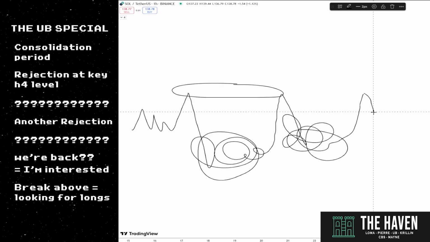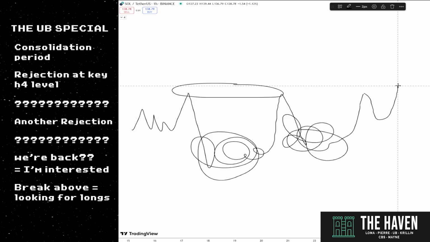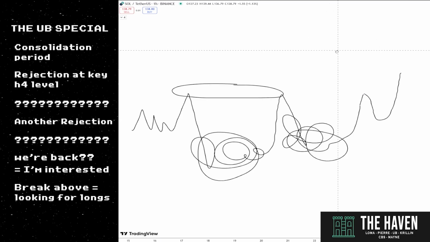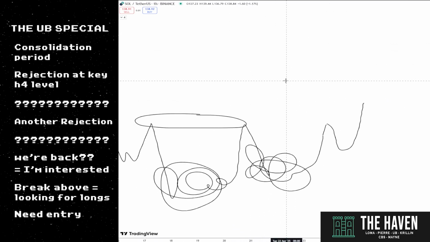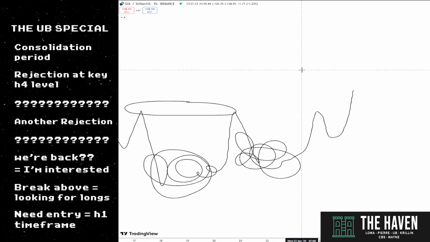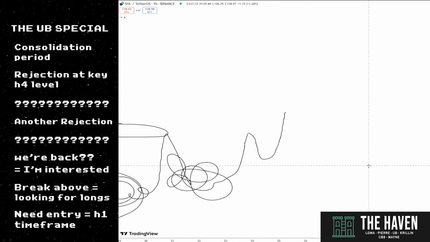But unfortunately, it rejects again. Fine. Doesn't reject as deep this time. Wonderful. Price is now above this H4 level. Great. Now I need to pinpoint an entry trigger. So I'm going to break it down to the H1 time frame. I'm going to enter based on maybe something that's going on the H1 time frame.